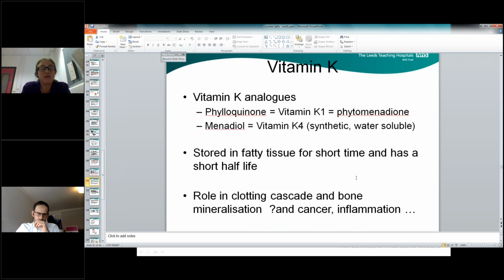Vitamin K, there's a couple of different analogues that are used. So phytomenadione is the naturally occurring vitamin K and is fat soluble, but there is menadiol, a water soluble synthetic vitamin K that we use when the INR can't be corrected with phytomenadione orally. We would switch to menadiol. It has a fairly short half-life. We prefer phytomenadione because it also has a role in bone mineralization. And so for long-term use, we'd rather they have the benefits of the bone mineralization as well as the clotting.